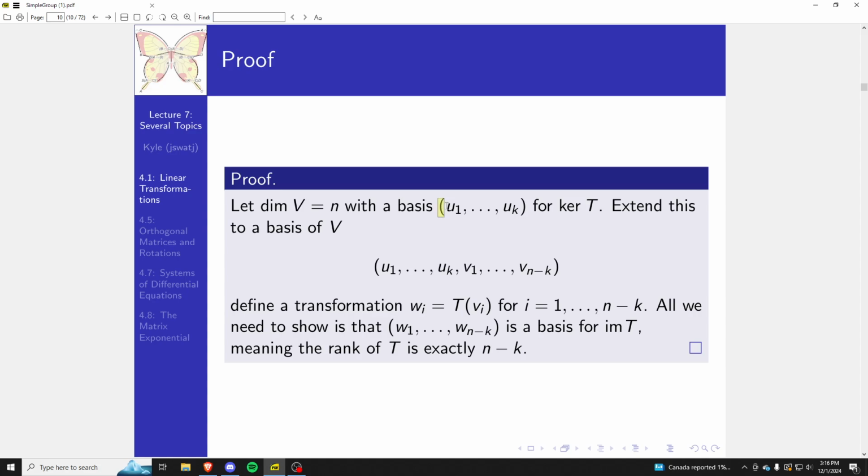Oh, by the way, can you guys see my cursor? Like, I'm highlighting this bracket. Okay. It just means that this is an ordered set, I believe. This is the notation for an ordered set.